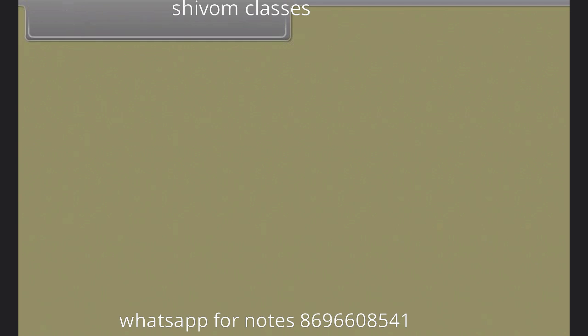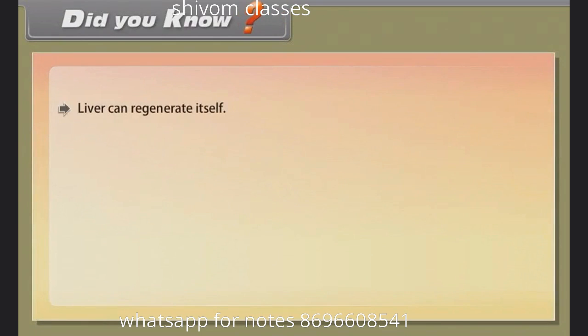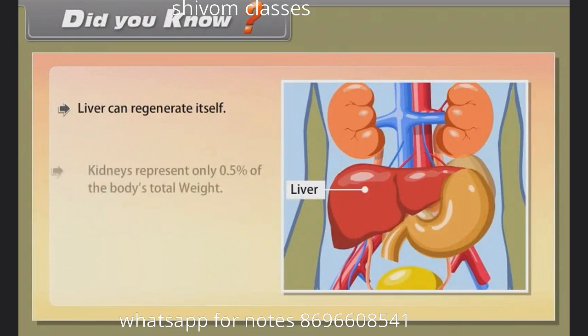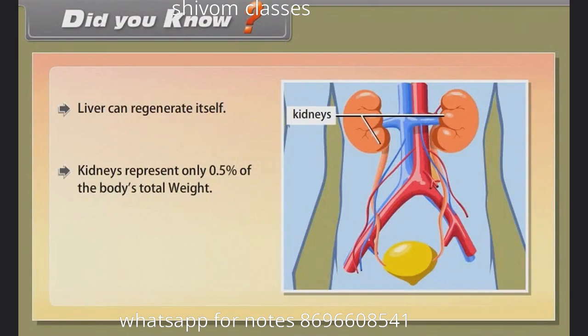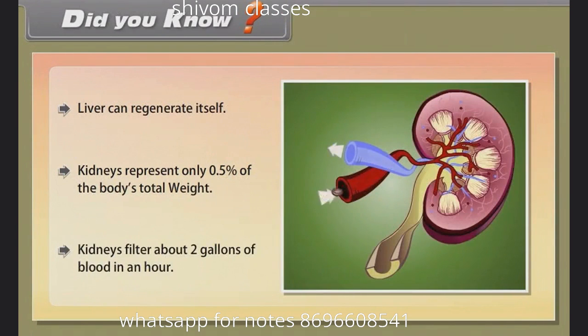Did you know? Liver can regenerate itself. Kidneys represent only 0.5% of the body's total weight. Kidneys filter about 2 gallons of blood in an hour.